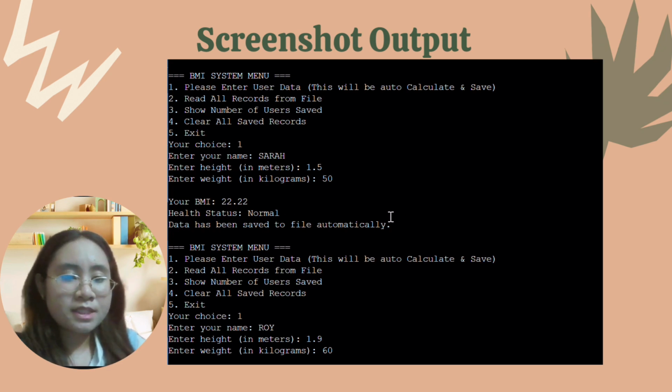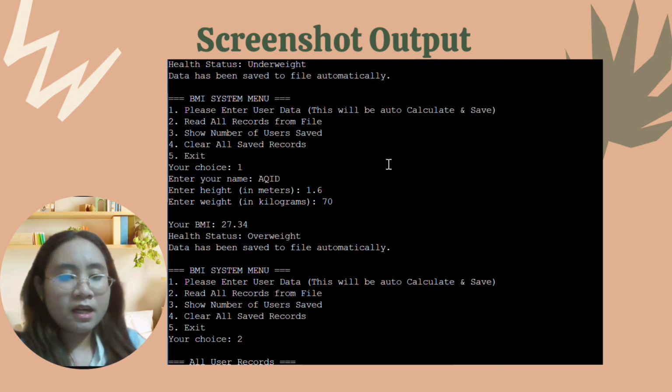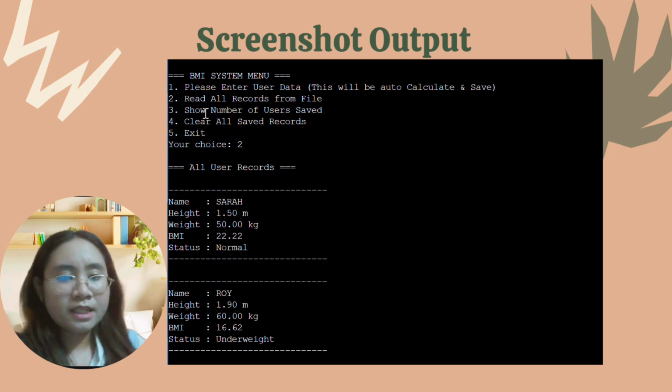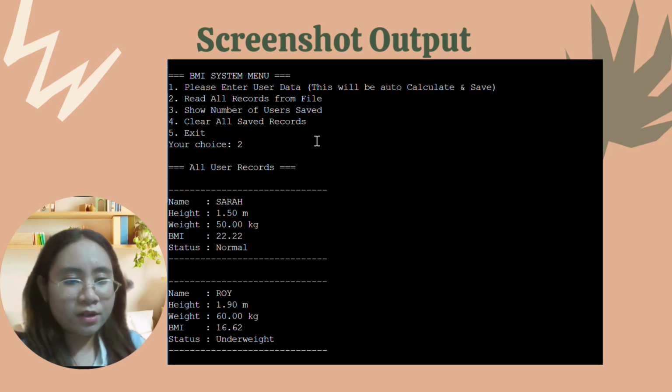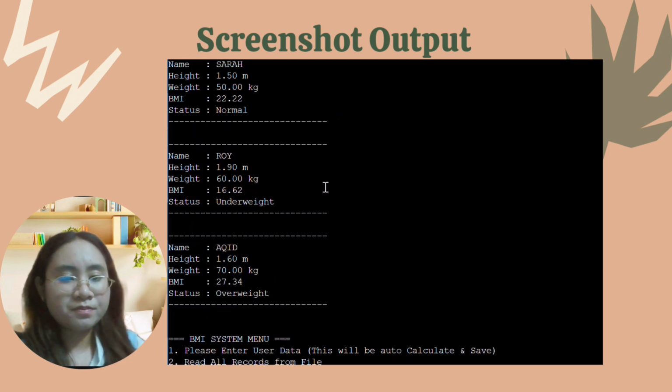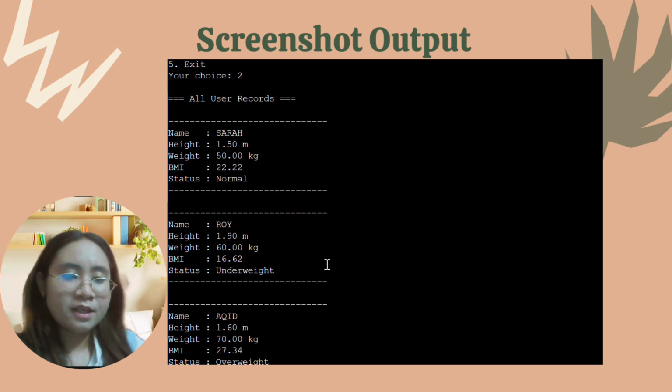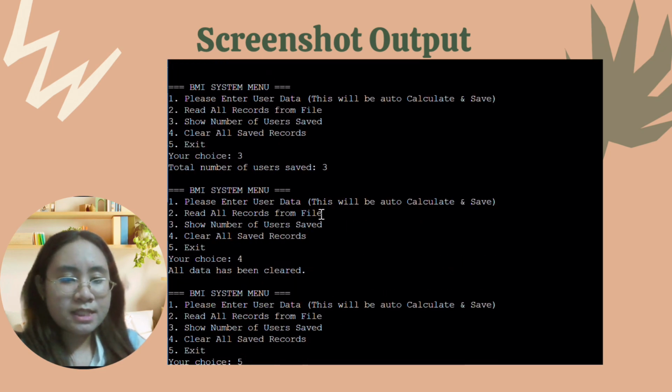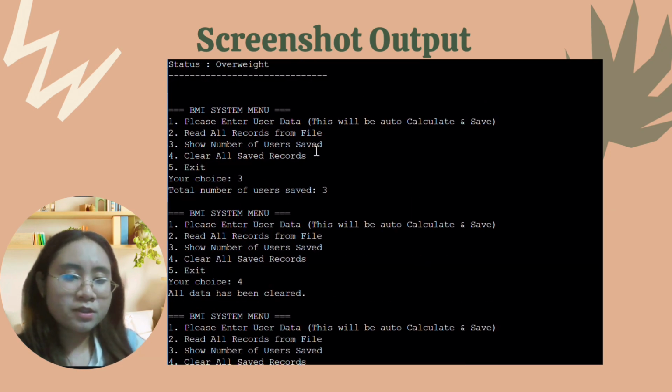The second option is read all records from the file. It will open and read the file of BMI records, displaying all saved BMI data from the previous users. The third option is show number of users saved. It will count how many users have used the system. It's useful for checking how many records are stored.